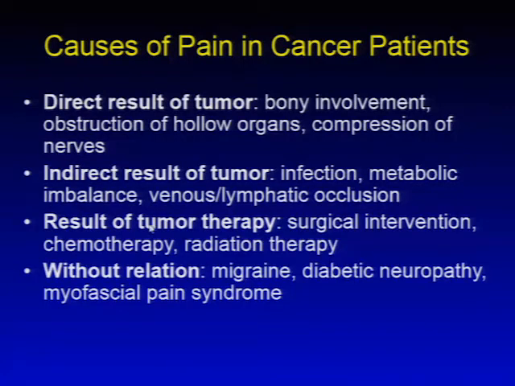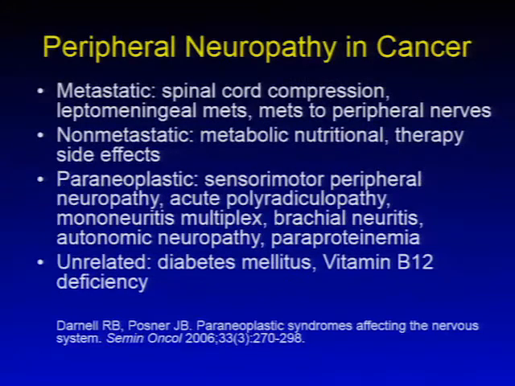Why do people get pain in cancer? Well, it can be the direct result of a tumor, such as bony involvement or obstruction of organs or compression of nerves. It may be an indirect result of the tumor, such as infections or metabolite imbalances or occlusions. It may be the result of tumor therapy, such as surgery, chemotherapy, or radiation, or it may be related to a whole subset of other pain conditions that could have been pre-existing prior to the cancer.